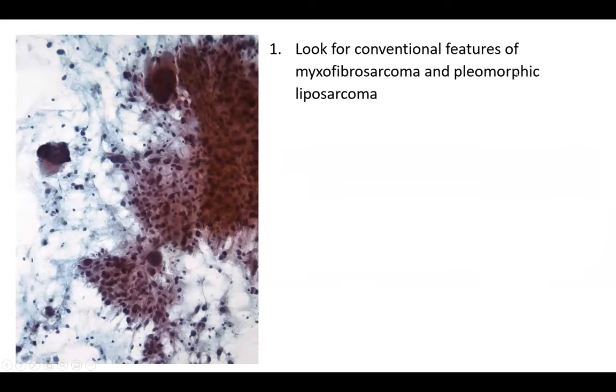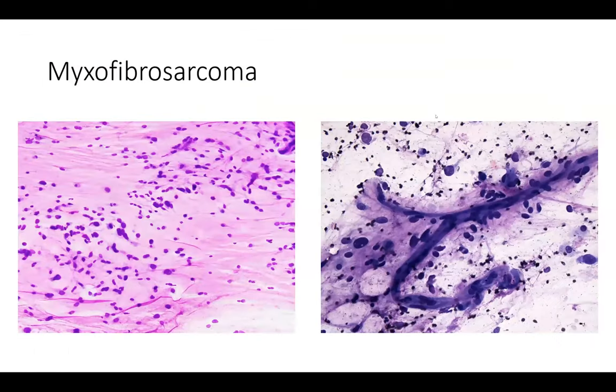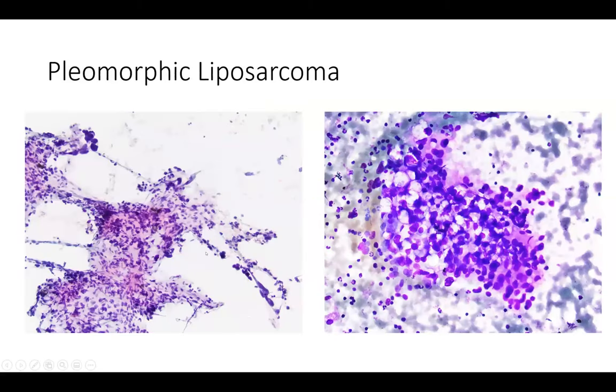So the first step when looking at a pleomorphic pattern is to look for conventional features of myxofibrosarcoma or pleomorphic liposarcoma. So as I mentioned before, myxofibrosarcomas will have those characteristic curvilinear vessels as well as myxoid stroma. And pleomorphic liposarcoma can also have myxoid stroma, and can also have the curvilinear vessels, but will have the characteristic pleomorphic lipoblasts.